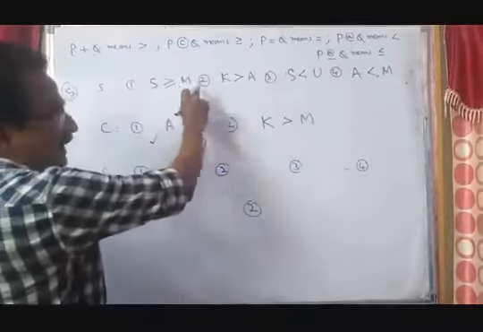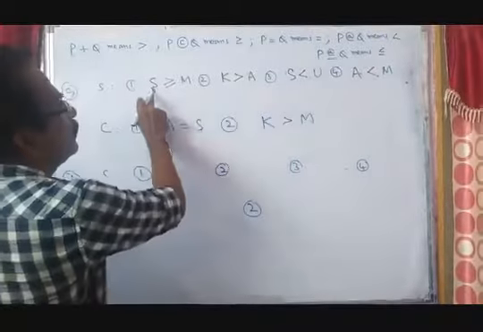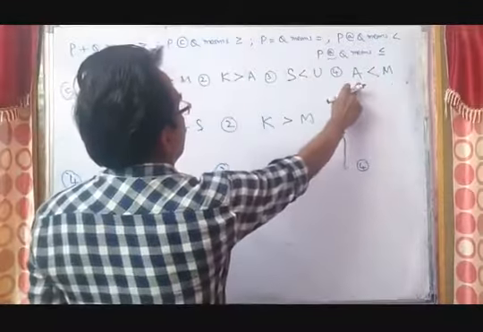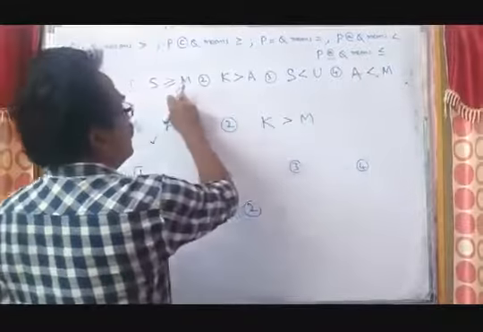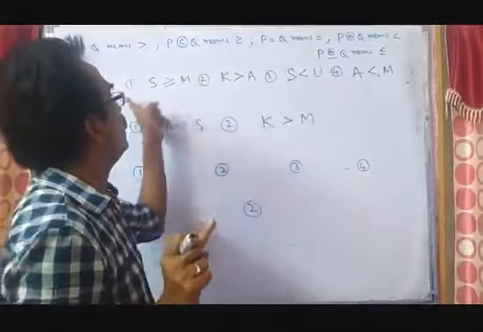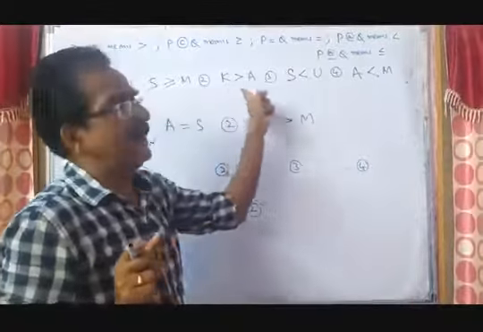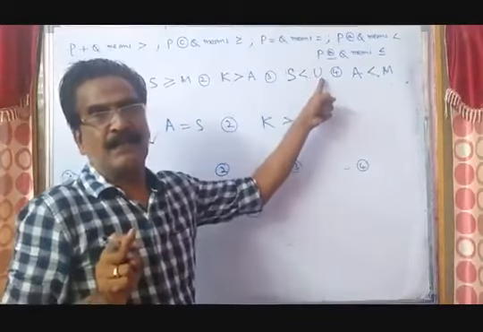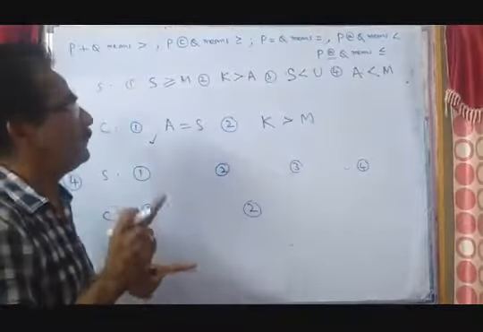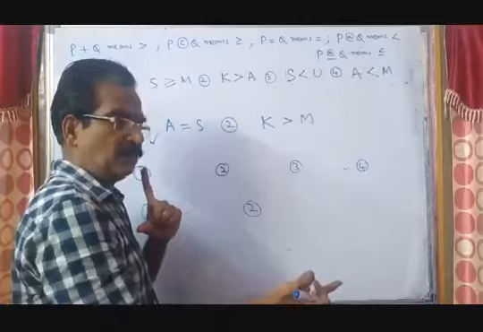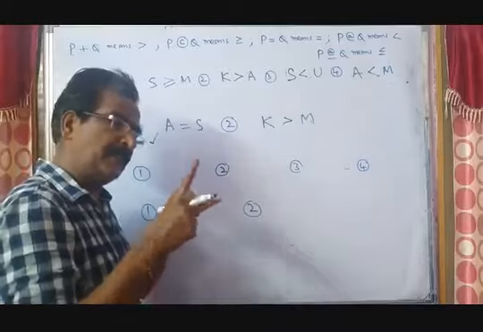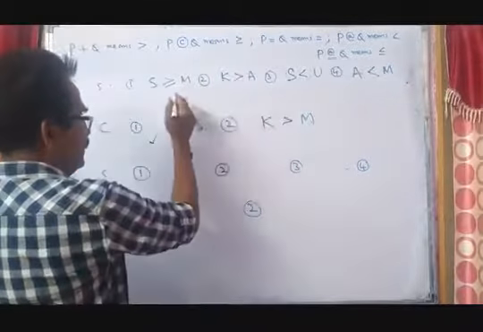Here, with which letter do we have to begin the statement? Two S's are there, two A's are there, two M's are there. Only one K is there, and only one U is there. So you can begin the statement with either K or U. If you begin with K, the statement ends with U. If you begin with U, it ends with K. Now let us begin the statement with K.